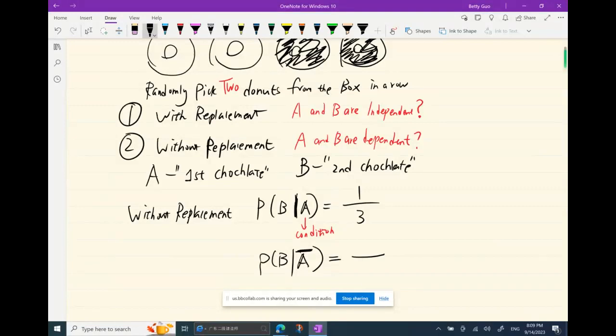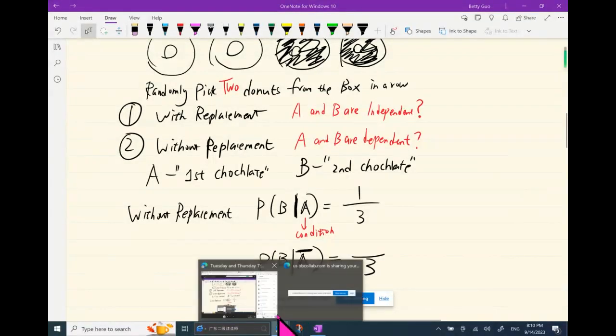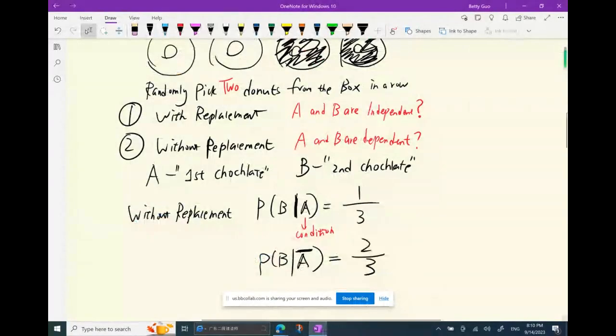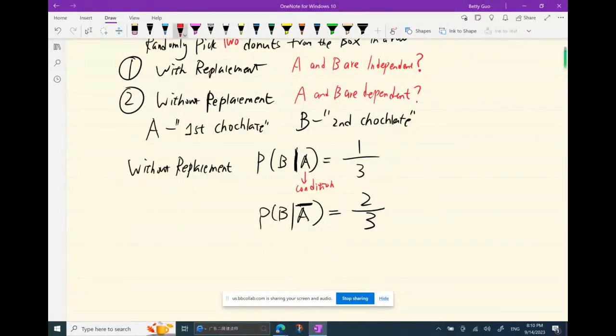Since the first time you ate a lemon, oh my gosh, I'm sorry, since the first time you ate a lemon, you also have 3 donuts left in the box. Among the 3 donuts, how many of them are chocolate? This time you ate a lemon. Awesome, you guys are great, 2. You see the 2 probabilities are different, right? The 2 probabilities are different under different conditions. That means whether A occurs or not does affect the chance of B occurring. Does that make sense? Makes perfect sense, right?